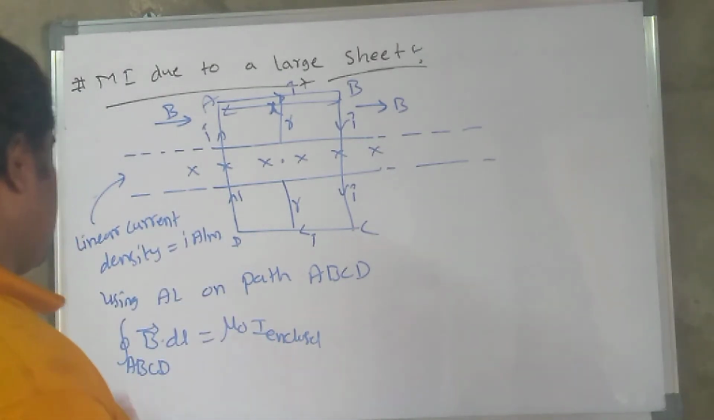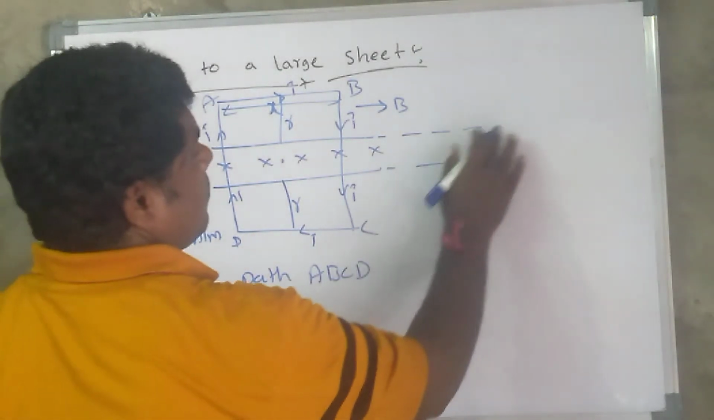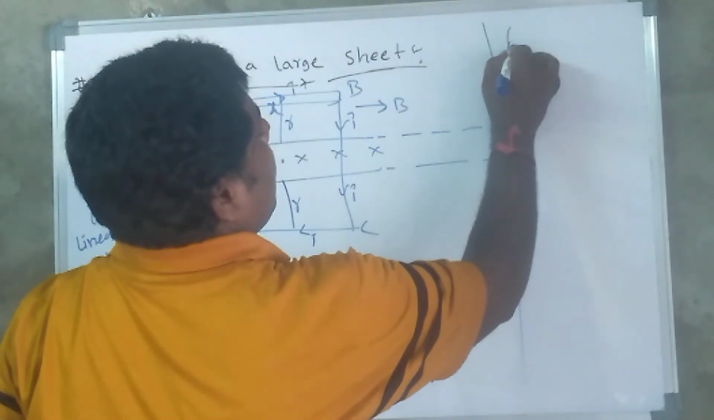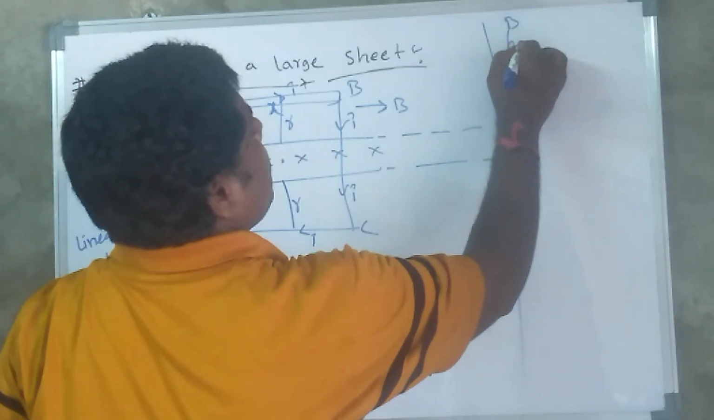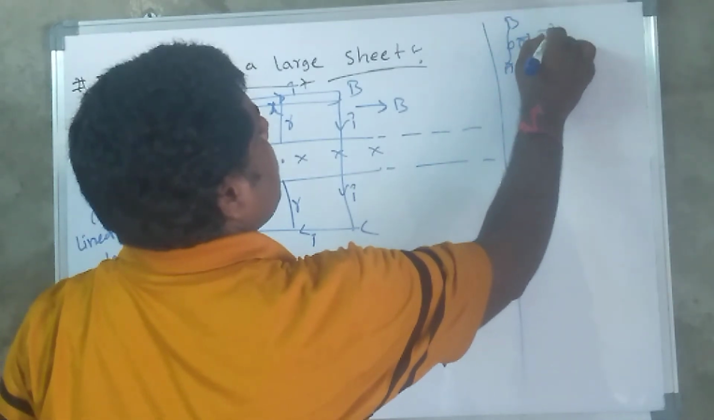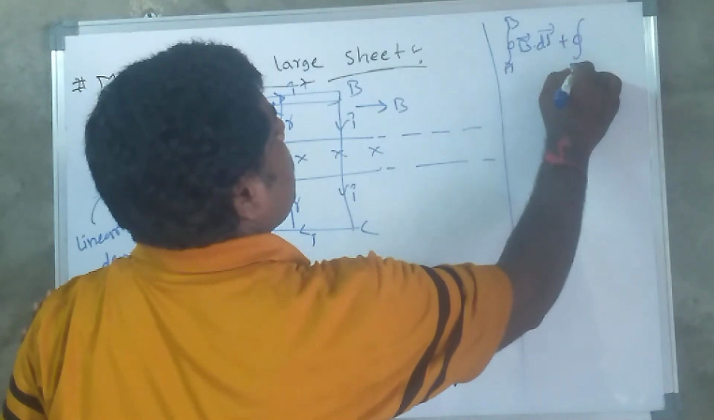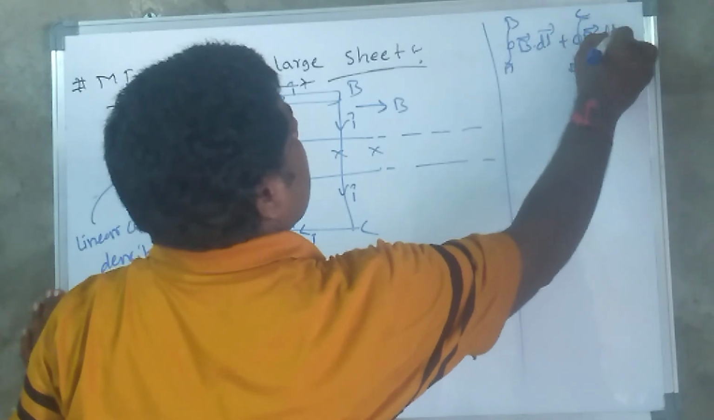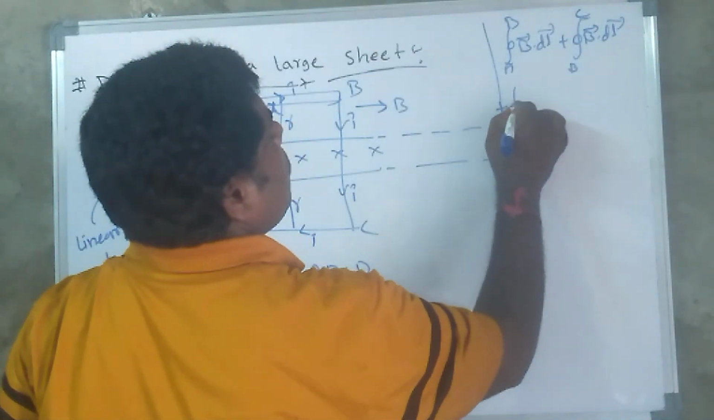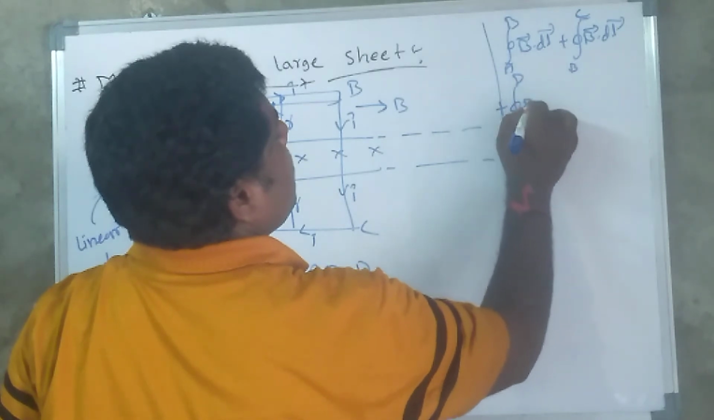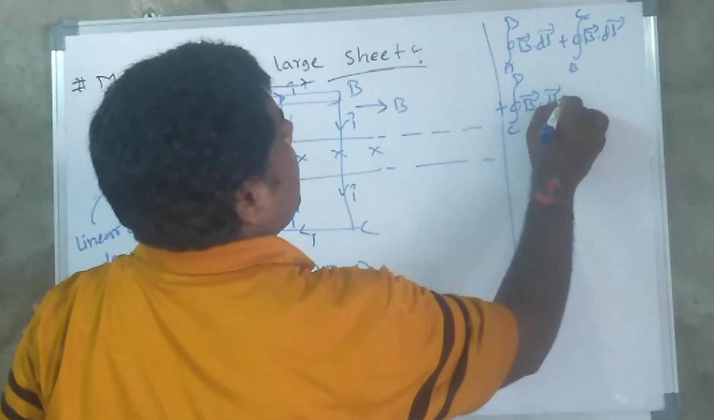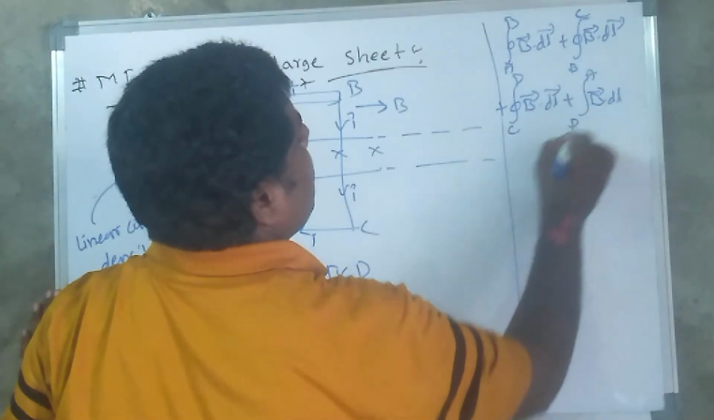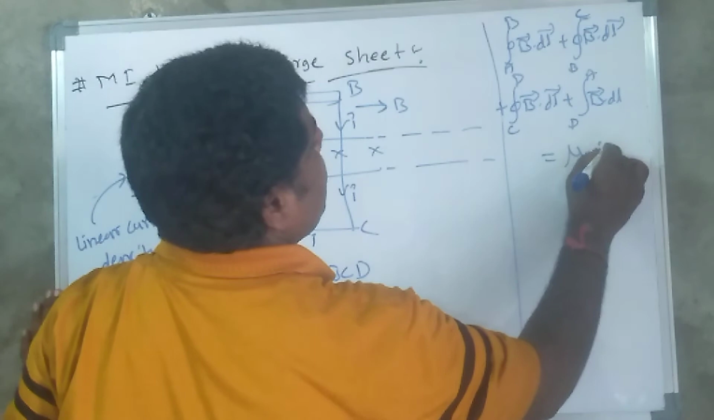So here the area, that's why I'm going to find the integral. The first case: integral from A to B of B dot dl, plus the closed integral from B to C of B dot dl, plus the closed integral from C to D of B dot dl, plus the closed integral from D to A of B dot dl, should be equal to mu naught into I into X.